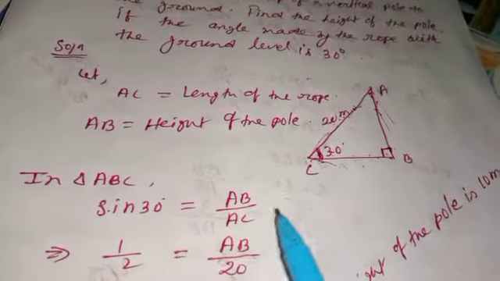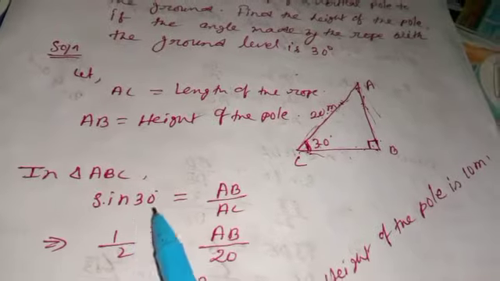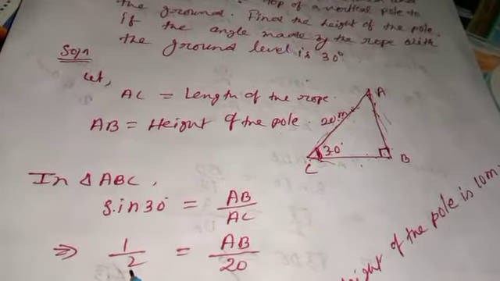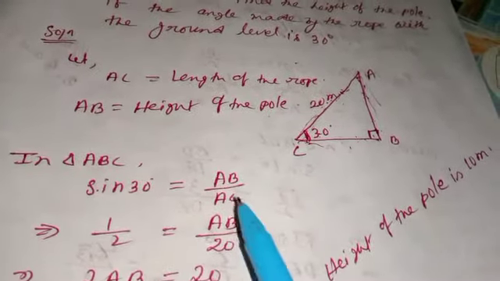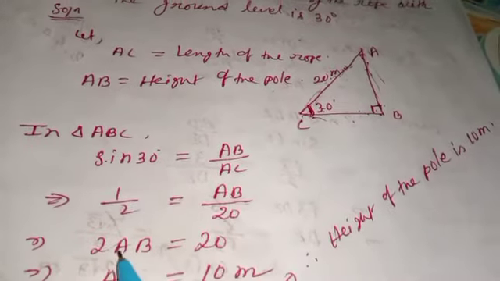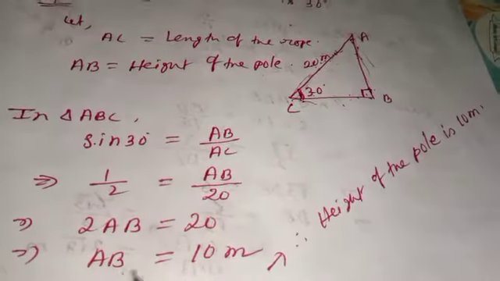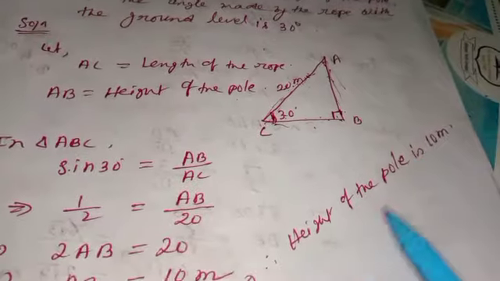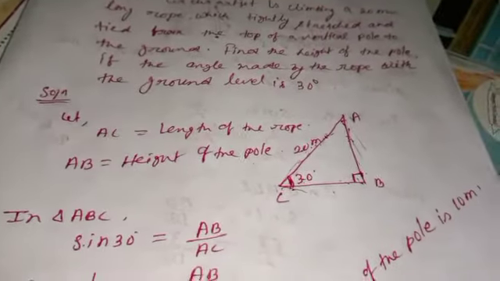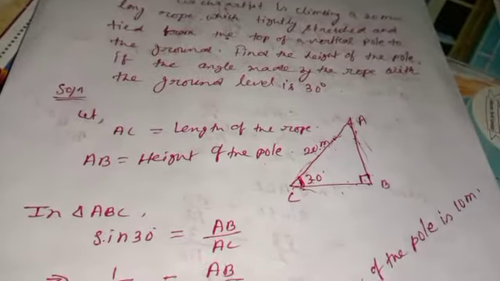Have all of you understood this one, how to use? Okay. Sin 30 is what? 1 by 2. The value of sin 30. Then the value of AC is 20. If you cross multiply, AB is equal to 20 by 2. So AB is equal to 10 meter. So we got AB. Means height of the pole is 10 meter. Okay. It's very, very easy. Next.